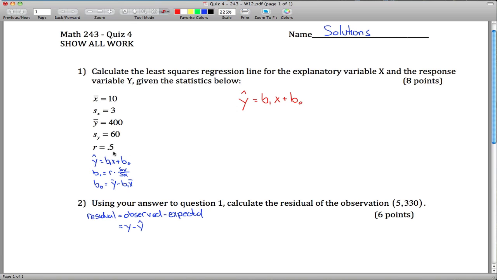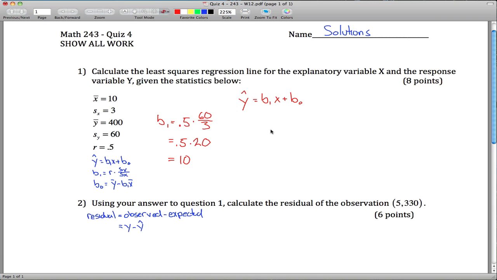Then everything follows these formulas that I wrote down here. I didn't try to trip you up there. Basically, we have to know these formulas. Know that b1 is r times the standard deviation of y over the standard deviation of x. So b1 is equal to r, which is 0.5, multiplied by the standard deviation of y, which is 60, divided by the standard deviation of x, which is 3. So that is 0.5 times 20, in other words, half of 20, or 10.